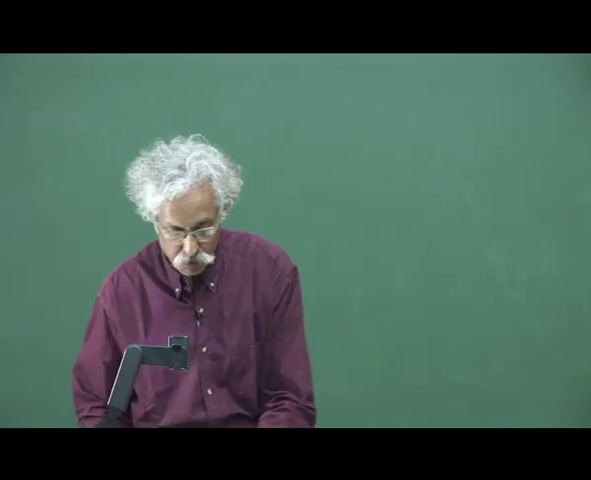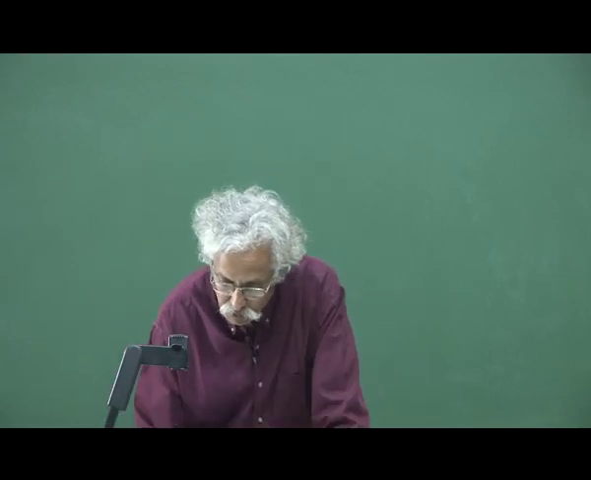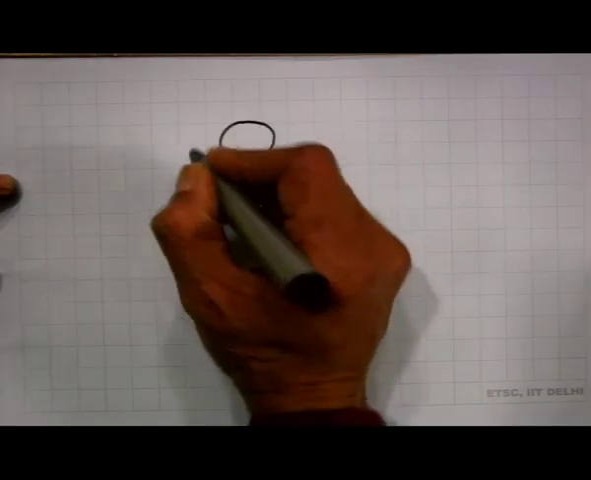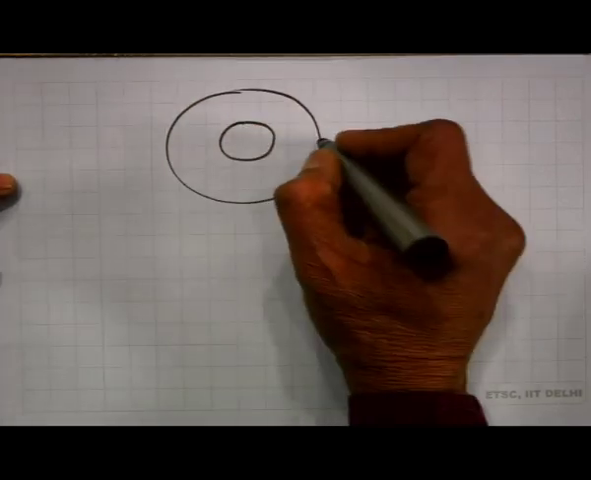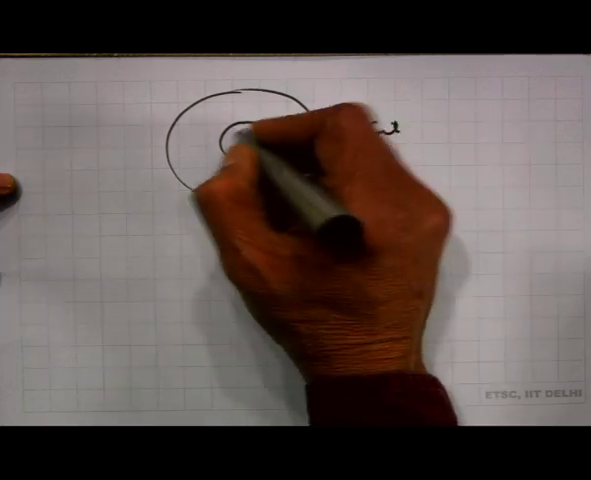So, let me draw a figure. Let me draw the cross section. It looks like this. So, this is the material, and suppose this is the coil. So, this is the coil here, and this is the material here.